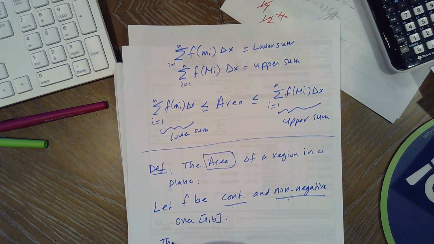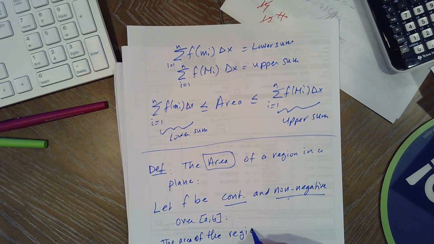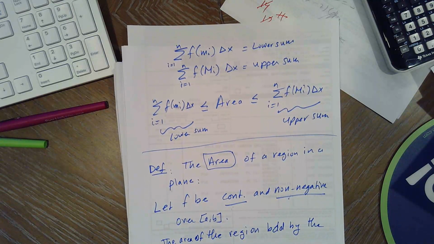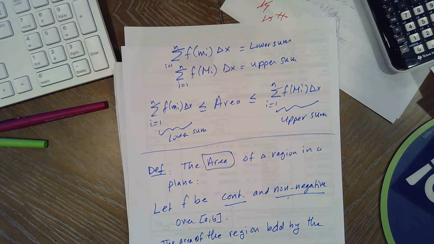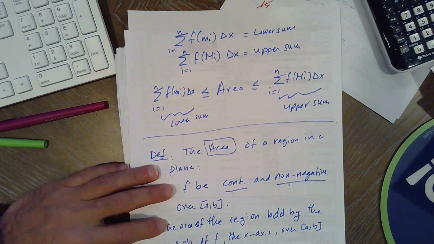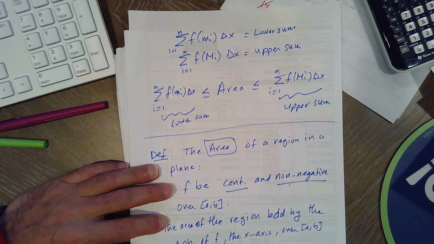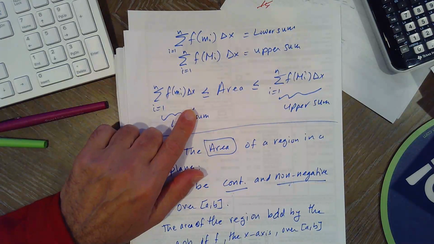The area of the region bounded by the graph of f and the x-axis over [a, b] is the sum of f of ci delta x. Remember, lower sum, upper sum, I use ci because it could be any ci.